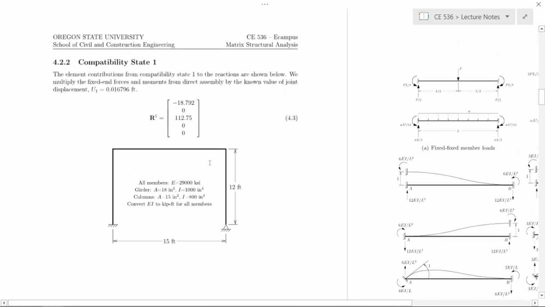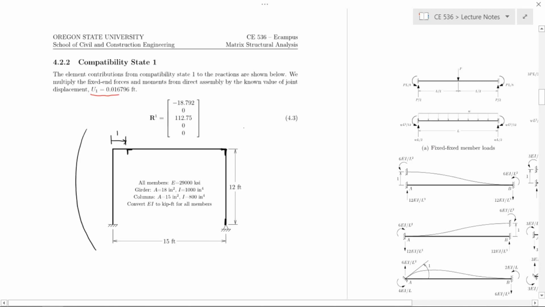Next, we move on to compatibility state 1. This is where we impose U1 equals its numerical value that we obtained in the previous lecture, and we look at the contributions to the reactions for this compatibility state. We do the same thing that we did before. We impose a unit value of the unknown joint, or what's now a known joint displacement, but I'll still impose it as a unit value. This joint does not move. This joint over here, also at the support, does not rotate. And that's a 1.